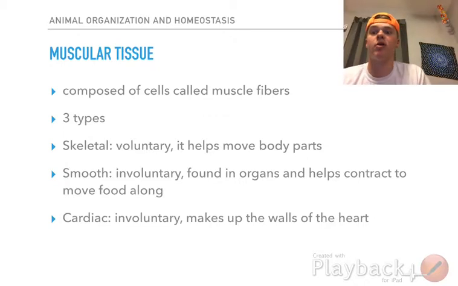Muscular tissue is composed of cells called muscle fibers. You can break down into three types: Skeletal, voluntary, helps move body parts. Smooth, involuntary, found in organs, helps contract and move food along. And then, of course, cardiac, which is also involuntary, and this makes up the walls of the heart.